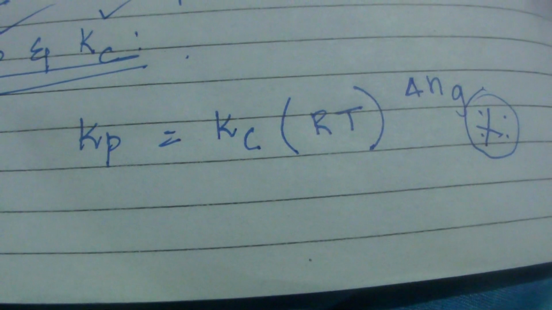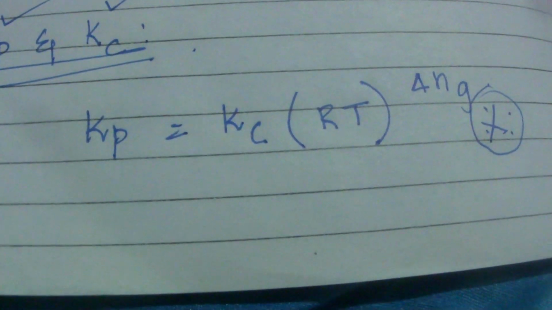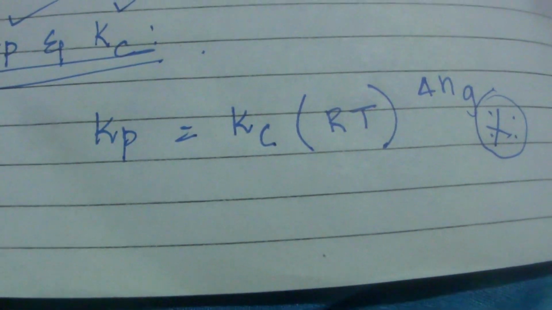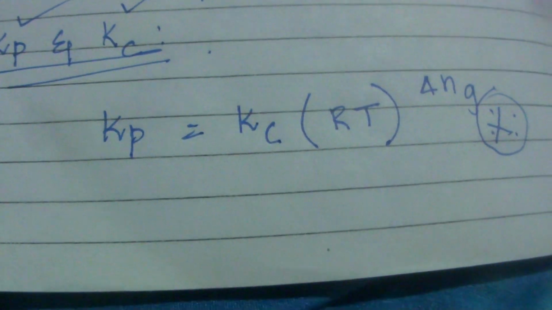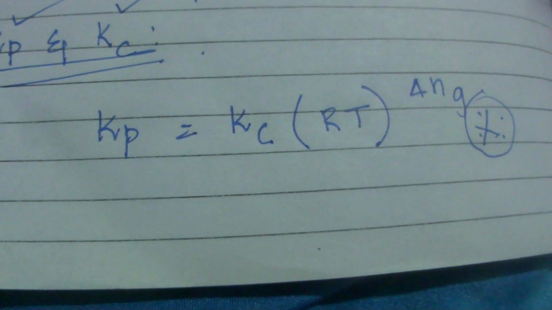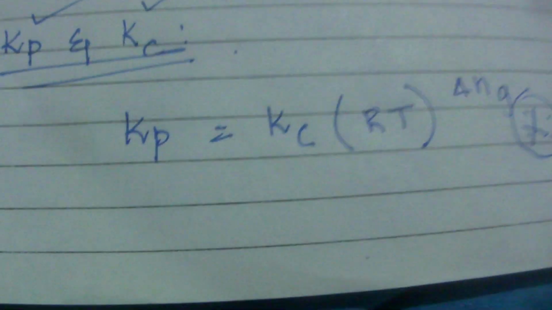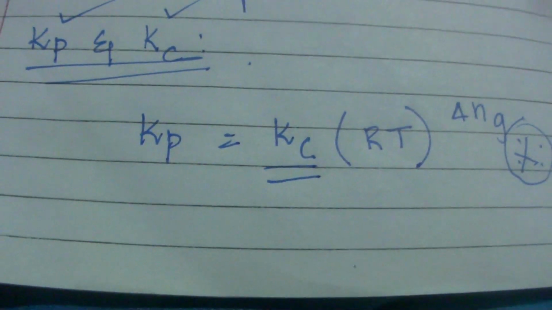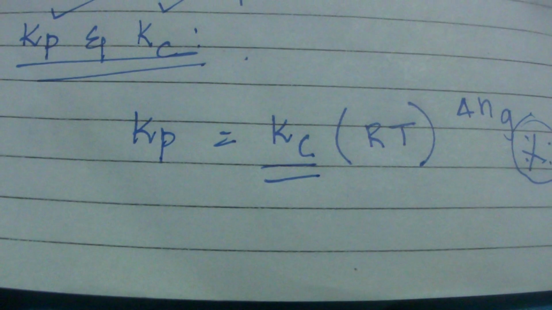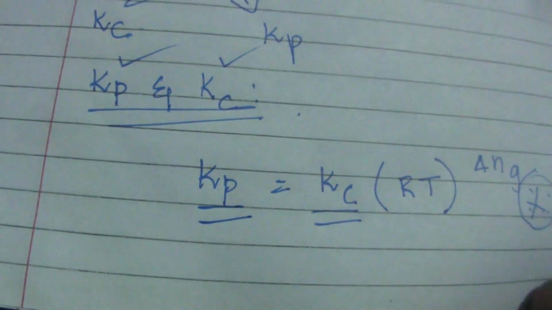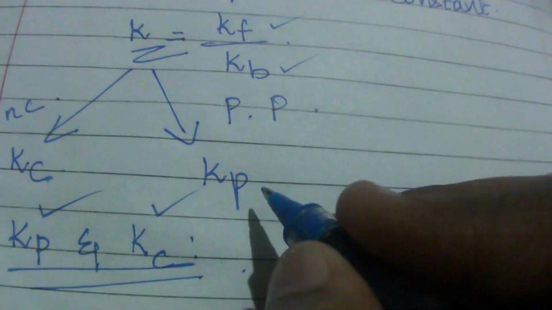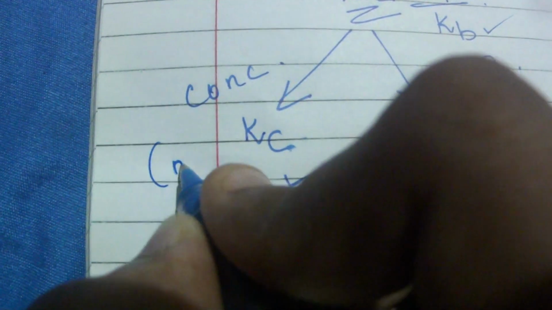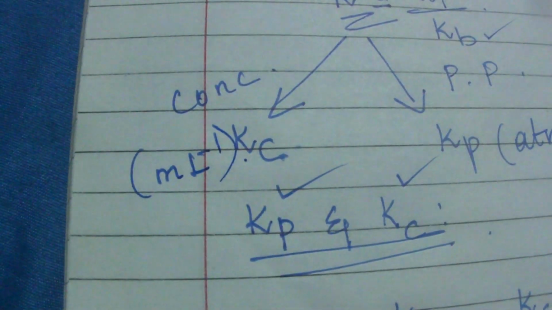Just recite this formula 5 to 10 times and you will learn it naturally. Kp is equal to Kc into RT power delta Ng. Here Kc is concentration, so its unit will obviously be mole liter inverse. And for Kp it will be atmosphere inverse, because it talks about partial pressure. Here the unit will be atmosphere and here the unit will be mole liter inverse.